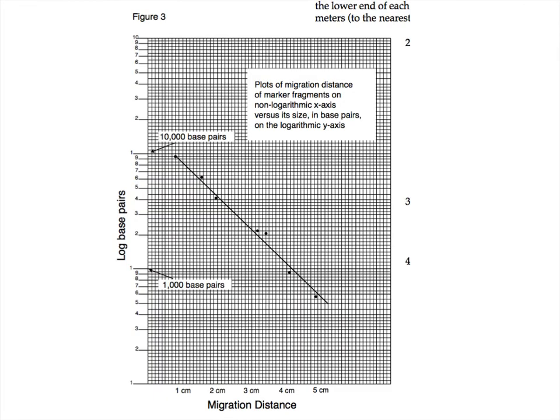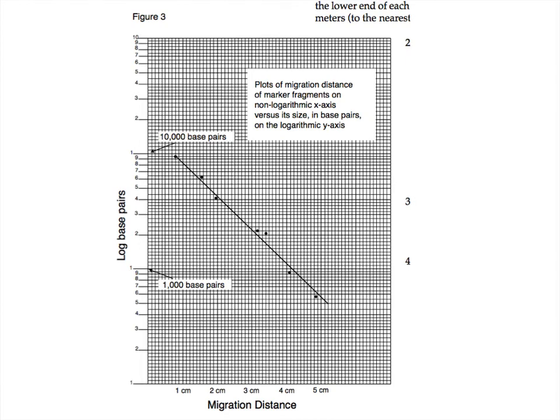Here is semi-log graph paper, and what it is, on one axis, in this case the x-axis, you have regular graph paper or regular intervals that you would normally see on graph paper, and on the y-axis it's actually the logarithmic scale. And so on the y-axis is where we would plot base pairs, and so you're really plotting the log of the base pair size.